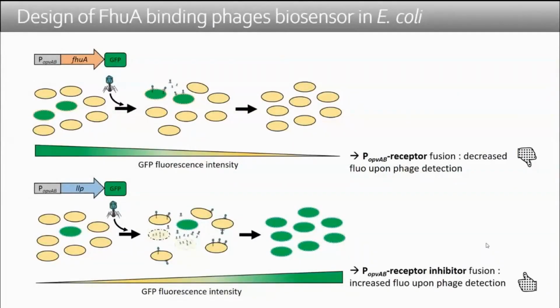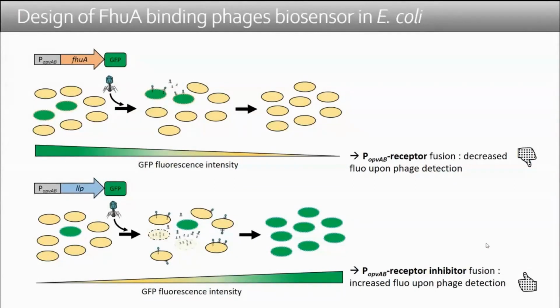The next step, he was like, okay, so now I know how to design a biosensor to detect Salmonella phages, but let's do it in E. coli. So in E. coli, even though the LPS is very important, it's probably less important than in Salmonella for phage binding and phage infection.